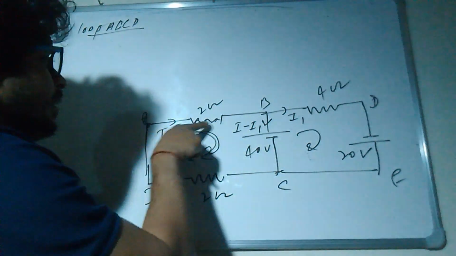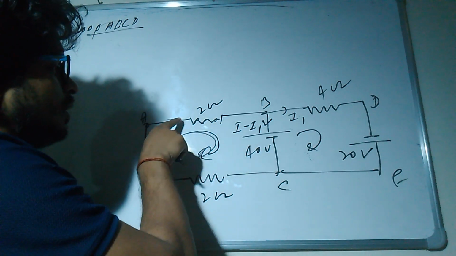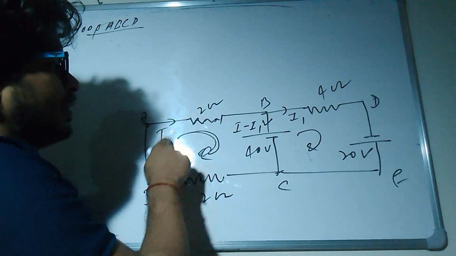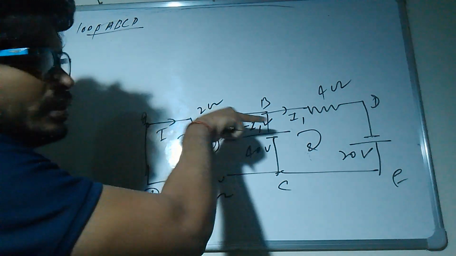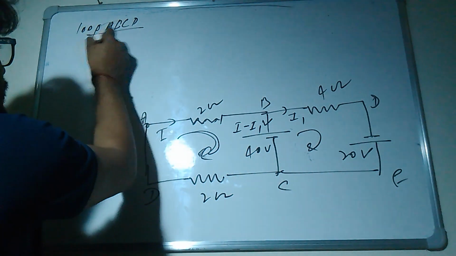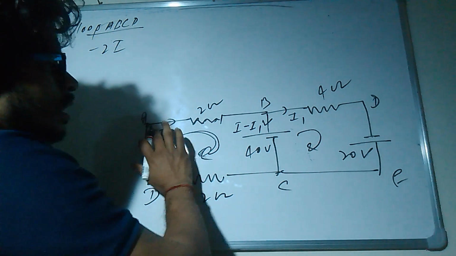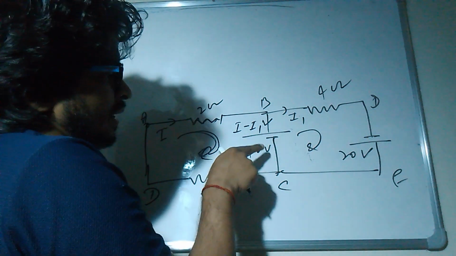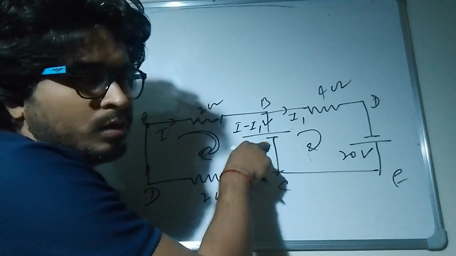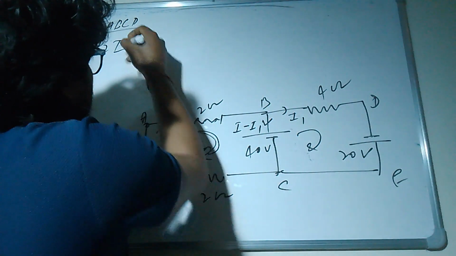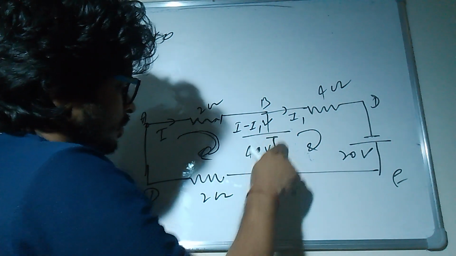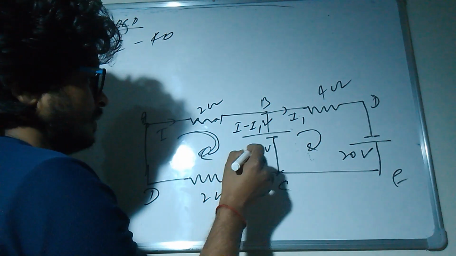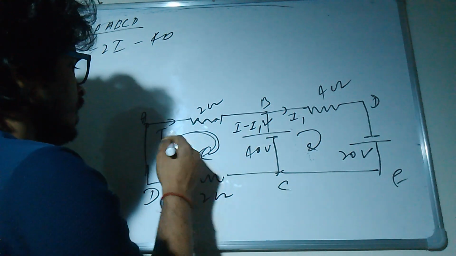So here in the direction of current, potential will reduce, and by what amount? 2 into I. This is plus, this is minus. In the direction of current, potential will reduce, so write with minus: minus of 2I. This is completed over here. This is the battery, 40 volt. You have to see how to reach the second terminal, so this is minus 40 volt. Then come this side, and this current is I.